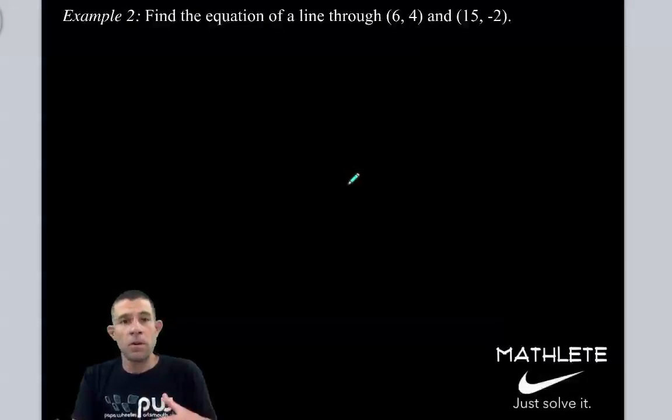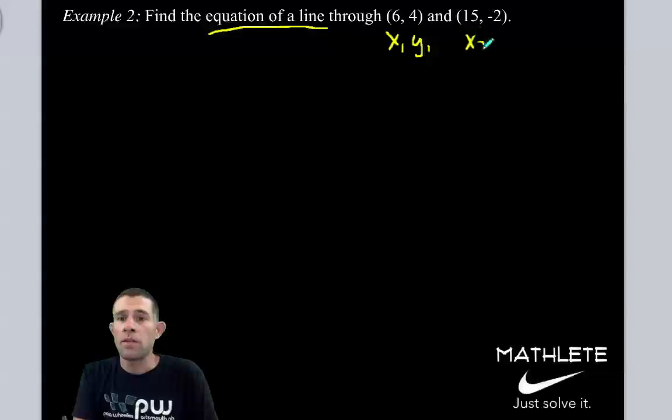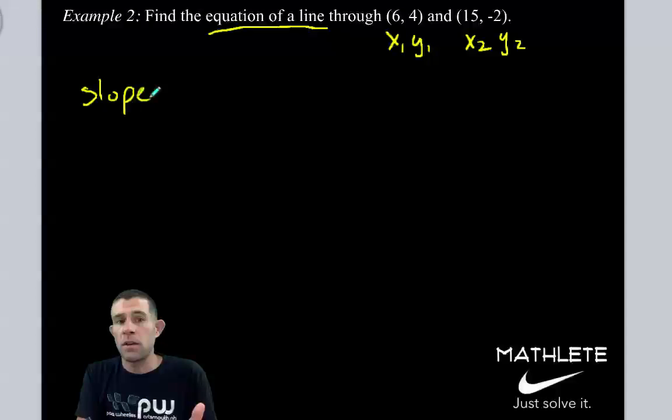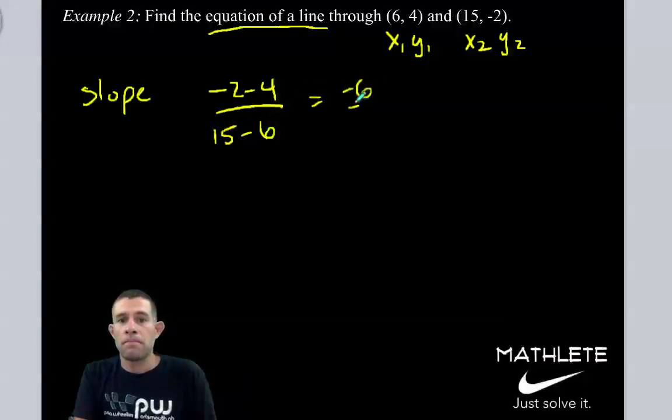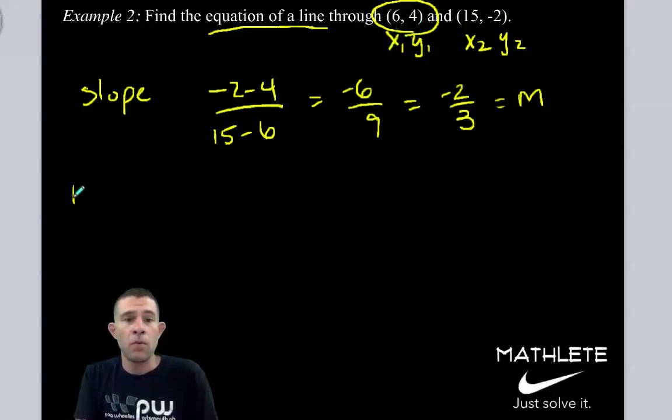Alright, in example 2, we're going to exercise a few steps here to become a mathlete when we want to find the equation of a line that passes through 2 points. Here's x1, y1 and x2, y2. Now this is a pretty typical problem. We want to start off by finding our slope. So to calculate our slope, we'll do our change in y's on top divided by the change in our x's on the bottom. Alright, so the slope of this line that passes through these 2 points is negative 2/3. That represents m. Now we're simply going to choose one of our 2 points. Let's just choose 6, 4, and we'll plug this into point-slope form.